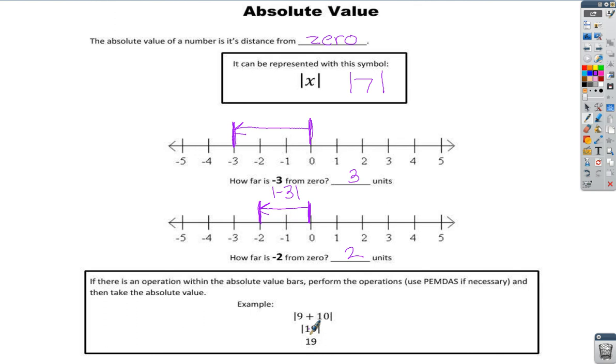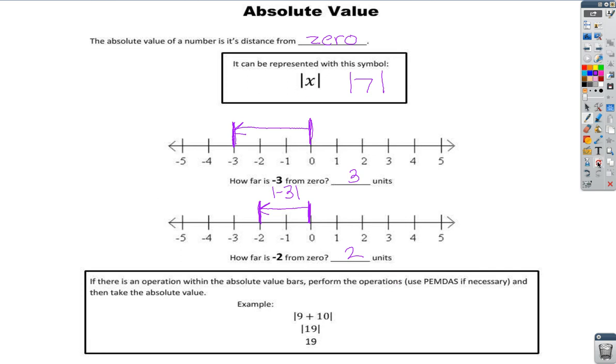And the absolute value of 19 is the distance 19 is from 0. So how many spaces is 19 from 0? And that would be 19. Remember, absolute value is neither positive or negative. It's the distance it is from 0.